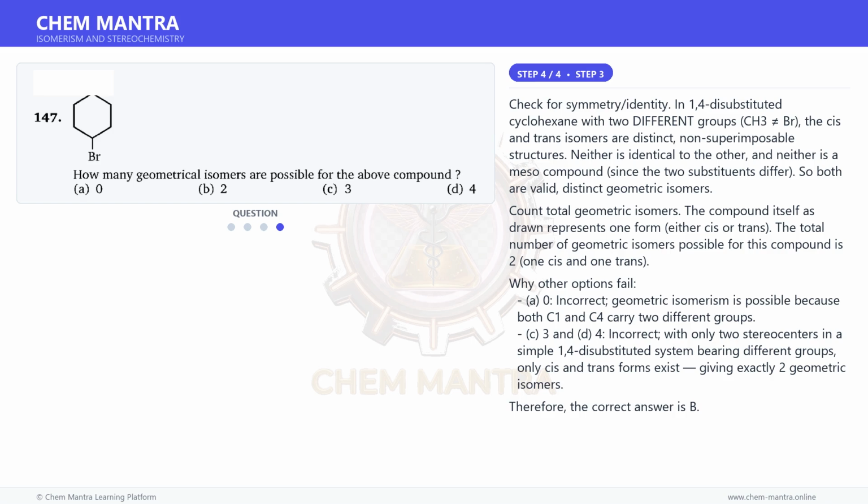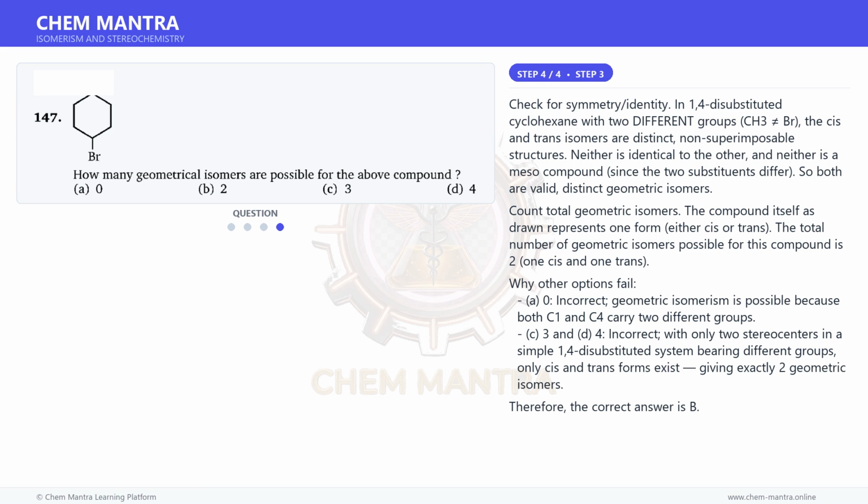And for the final step, check for symmetry identity. In 1,4-disubstituted cyclohexane with two different groups, CH3 is not equal to Br, the cis and trans isomers are distinct, non-superimposable structures. Neither is identical to the other, and neither is a meso compound, since the two substituents differ. So both are valid, distinct geometric isomers.